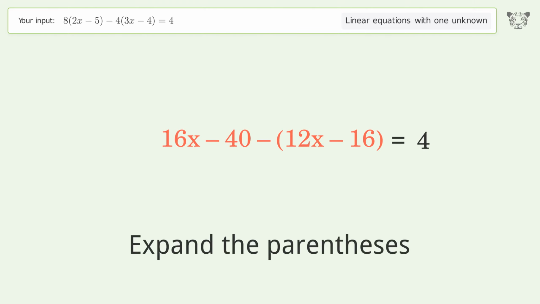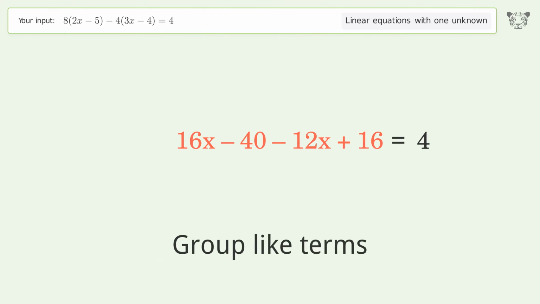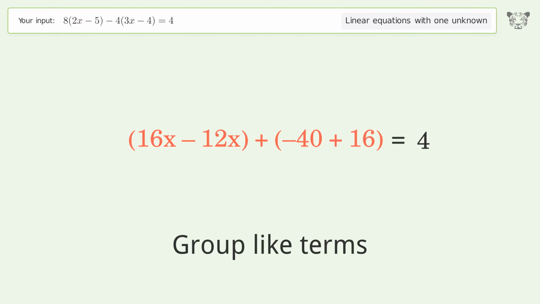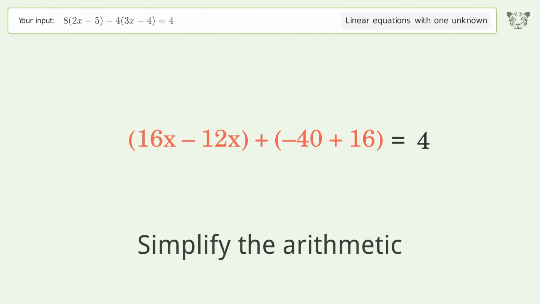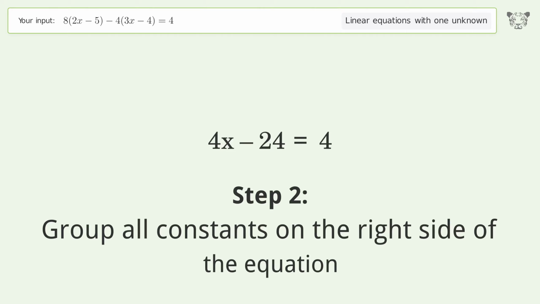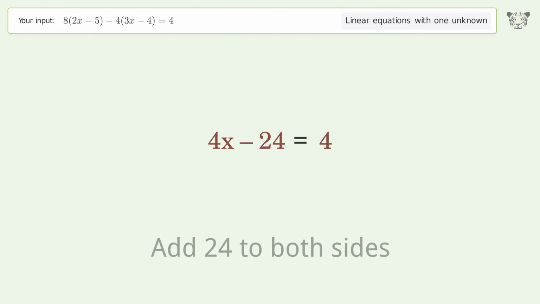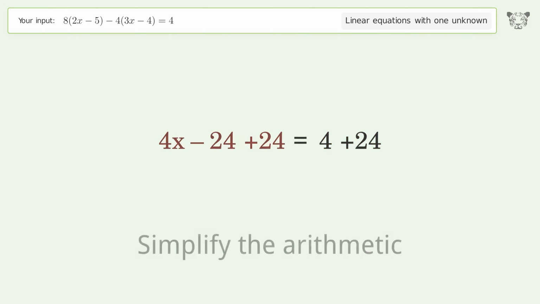Expand the parentheses. Group like terms. Simplify the arithmetic. Group all constants on the right side of the equation. Add 24 to both sides. Simplify the arithmetic.